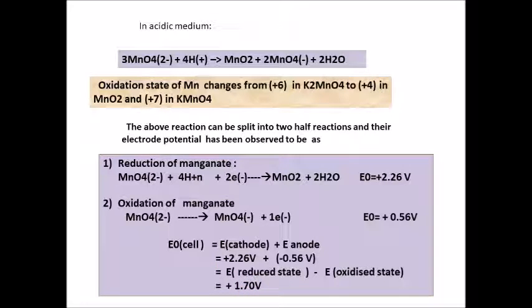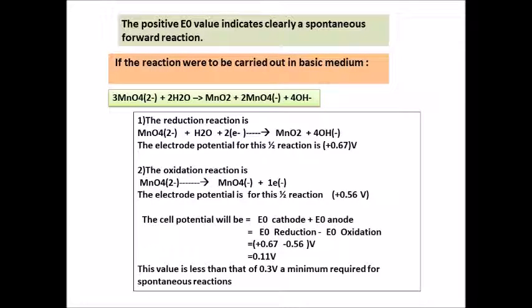But if you consider the basic medium reaction, you will see there also we are getting a reaction like this. The electrode potential with water, now no more H plus ions, is going to be +0.67 volts, and the oxidation reaction is going to be +0.56 volts, remaining the same. But here you see the cell potential is only 0.11 volt, and if you recall a bit of electrochemical calculations, you will find that this 0.11 volt is too little. It is less than 0.3 volts, the minimum required for spontaneous reactions.